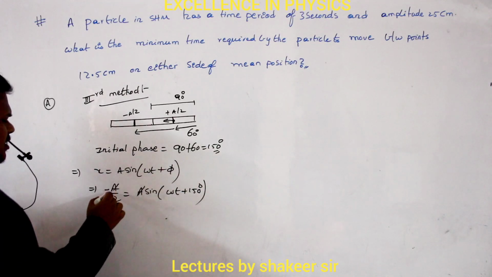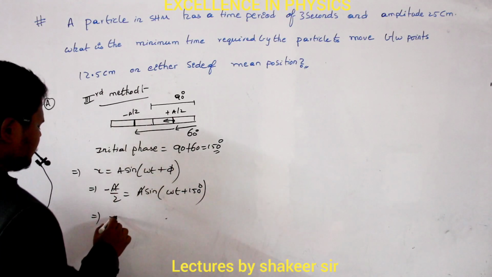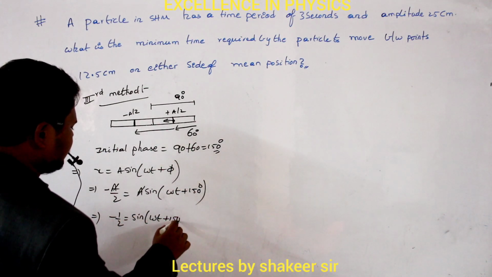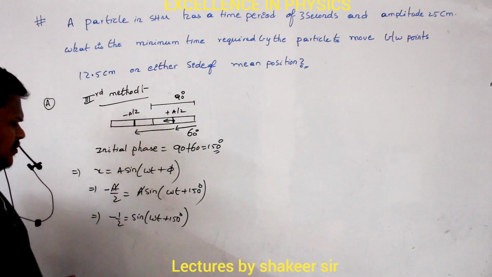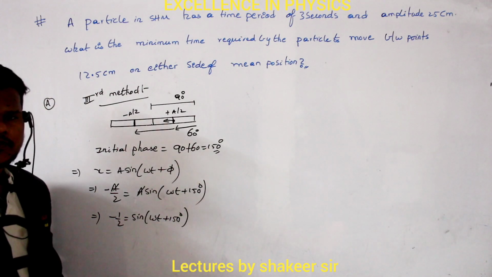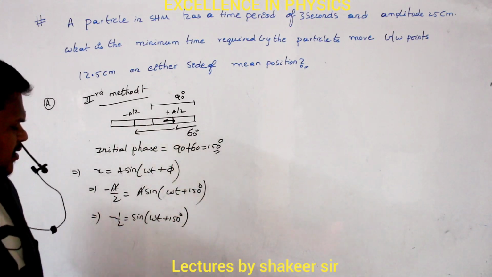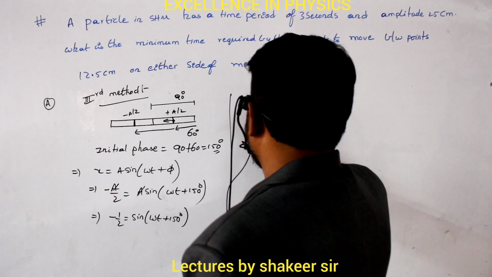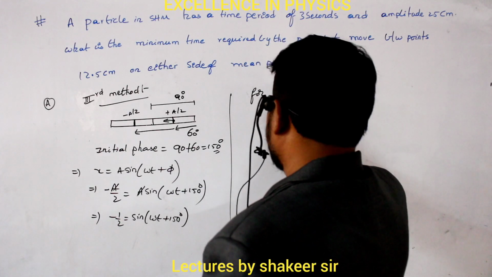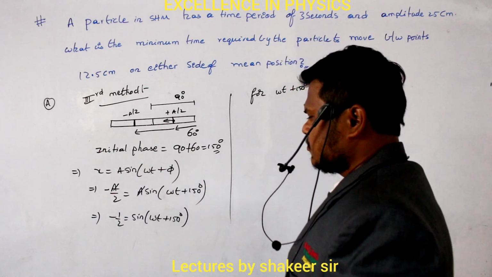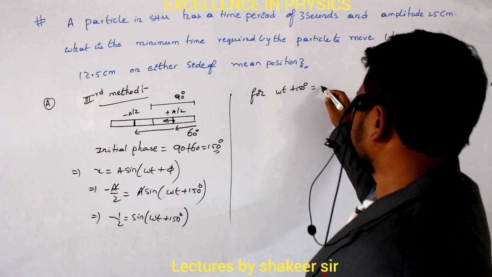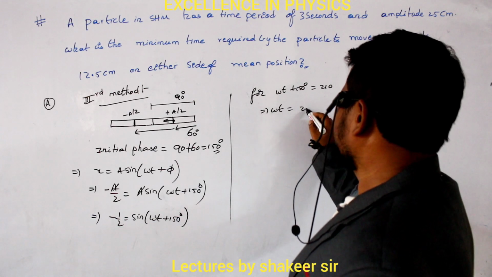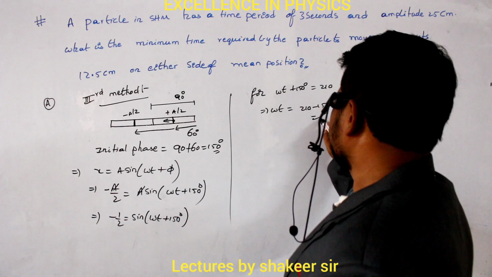So therefore, a and a I can cancel. So therefore, minus 1 by 2 is equal to sine omega t plus 150 degrees. Clear? So at which angle will sine theta become minus 1 by 2? For 210 degrees. So therefore, I can write, for omega t plus 150 degrees, sine becomes minus 1 by 2. This total angle should be equal to 210 degrees. So therefore, omega t should be equal to 210 minus 150, which is equal to 60.